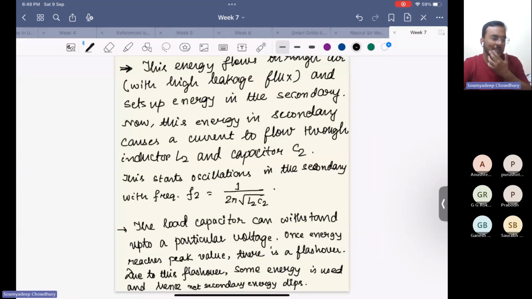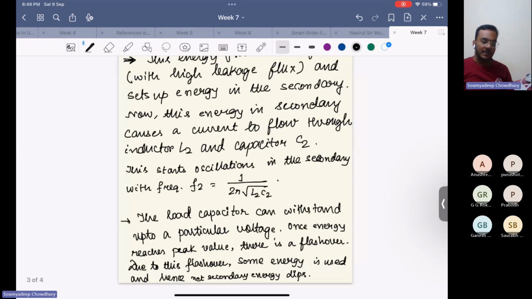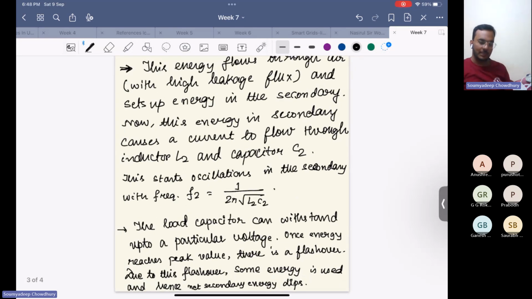So what is happening is there will be a transfer of energy from primary to secondary, and there is a load capacitor in the secondary side, right? That load capacitor can withstand only up to a particular voltage, and once the energy level of the secondary crosses that magnitude, there is a flashover or a blast of the load capacitor. Due to this flashover, there'll be emission of heat and light. So some energy will be used up, and hence net secondary energy will dip.